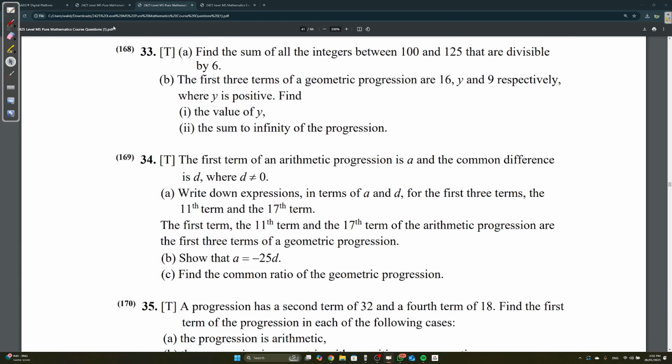Part B, the first 3 terms of a geometric progression are 16, y, and 9, respectively. Where y is positive, find the value of y. Okay, this is very easy. You have g1 is 16, g2 is y, and g3 is 9.